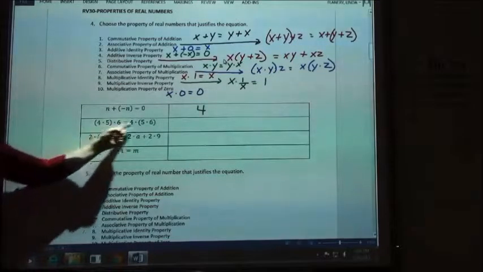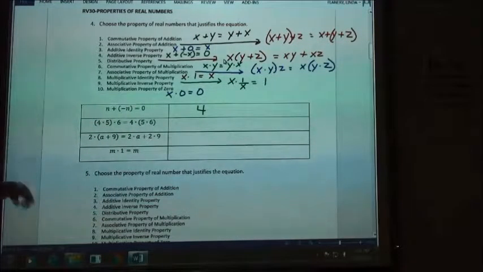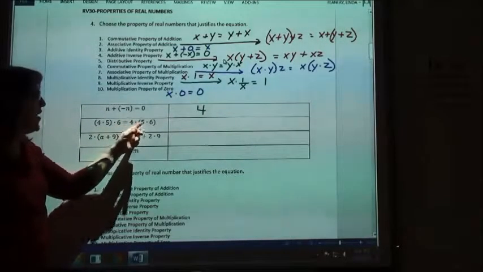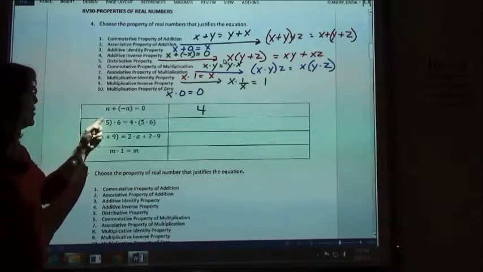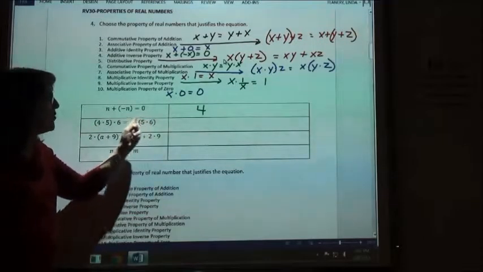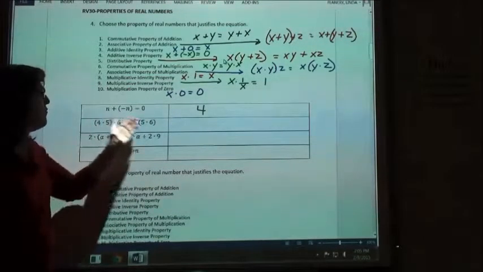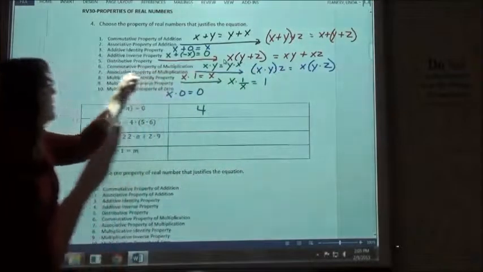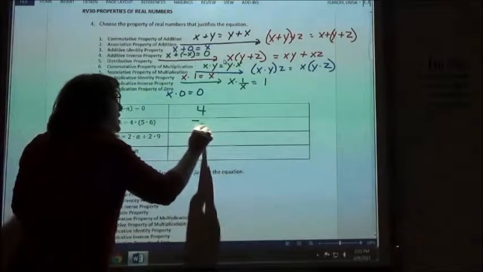The next one, I'm multiplying, so I know it's 6 through 10. 4 times 5 times 6. 4 times 5 times 6. Here the parentheses are around the 4 and the 5. Here it's around the 5 and the 6. I've moved my parentheses. That's this property here, the associative property of multiplication.